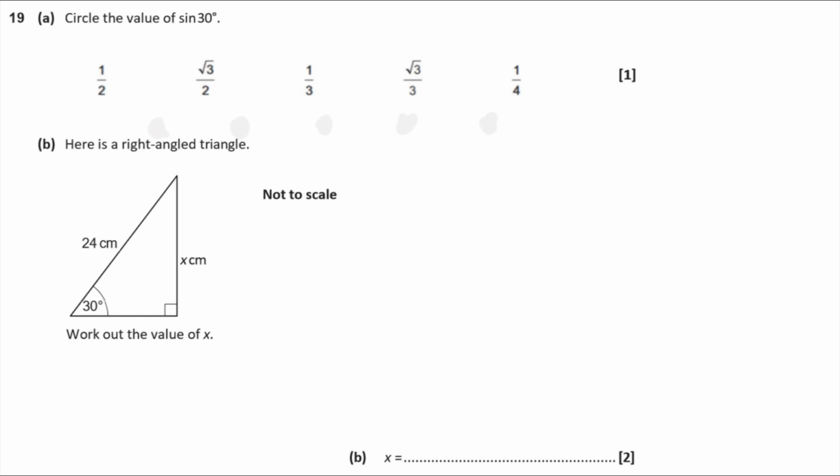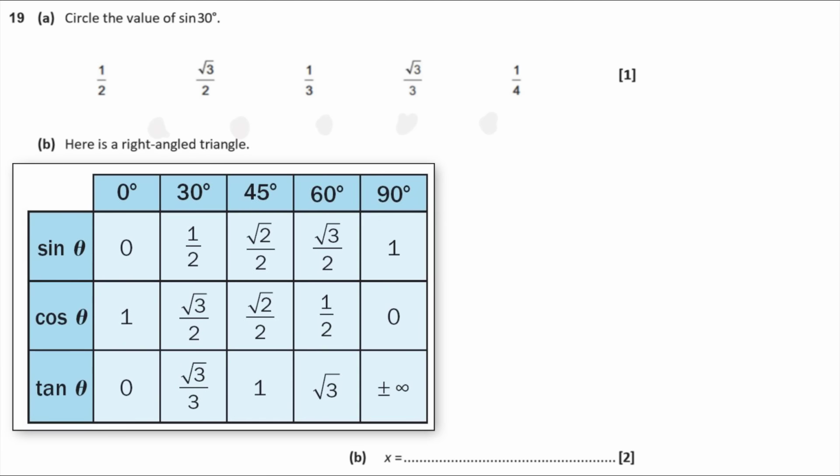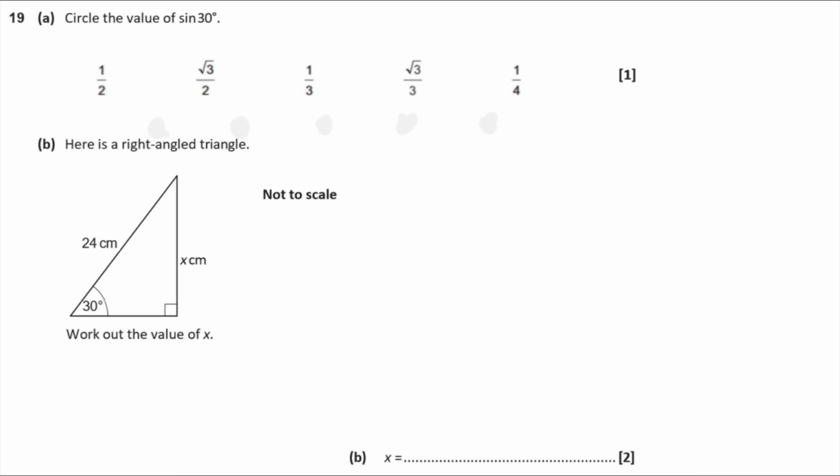Question 19, part A, circle the value of sine 30. Now, you need to be able to remember this table of values for sine, cosine and tangent. You can either just memorize it line by line, or there's an easier way to remember it for those people who struggle with remembering things. So I'm going to show you the easier way. So we've got angles.